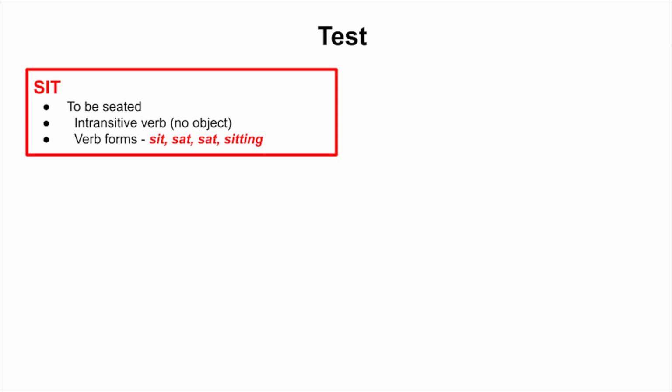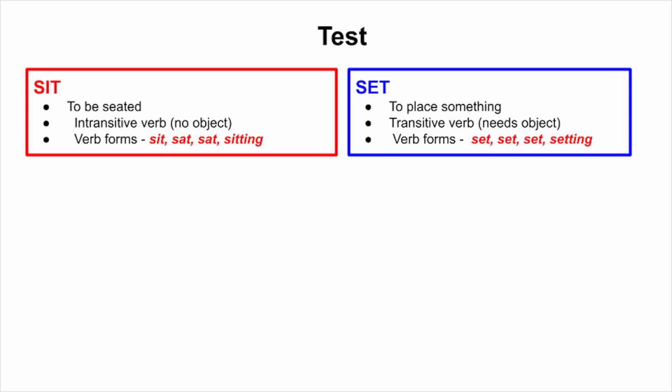Let's do a little test to ensure that you fully understand the difference between sit and set. Remember, sit means to be seated. It is an intransitive verb, which means it does not need an object to complete its meaning. And the verb forms are sit, sat, sat, and sitting. Set means to place something. It is a transitive verb, which means it needs an object to complete its meaning, and the verb forms are set, set, set, and setting.